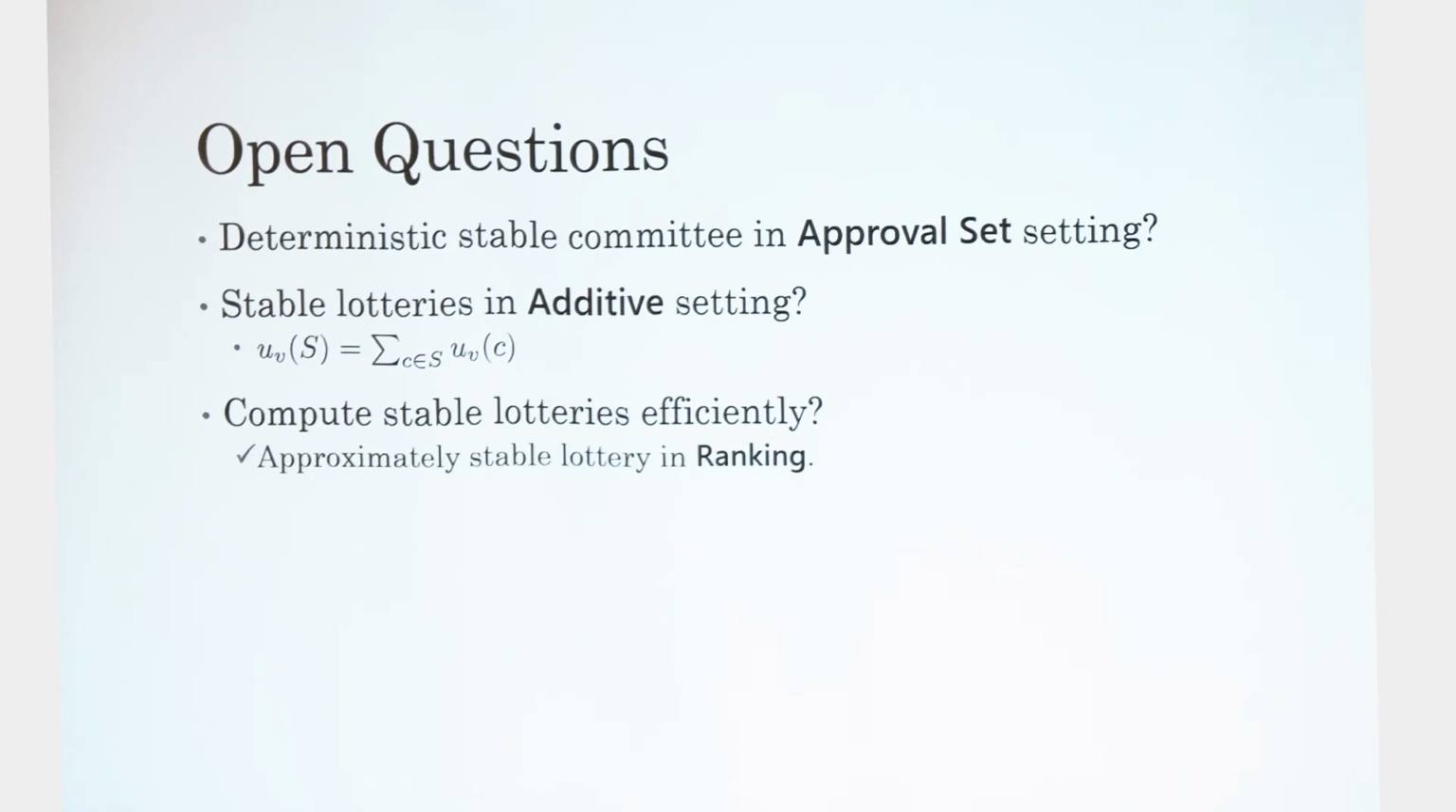So what we can do is that we can compute an approximately stable lottery in the ranking setting, and we can compute an approximately stable lottery in the approval set setting when k is a constant. For the more general settings, it's still open whether we can do that efficiently.